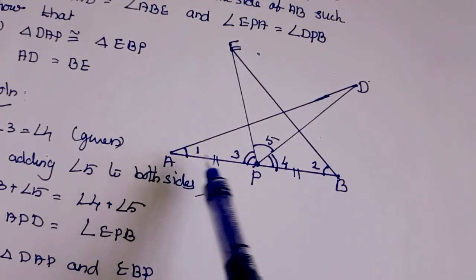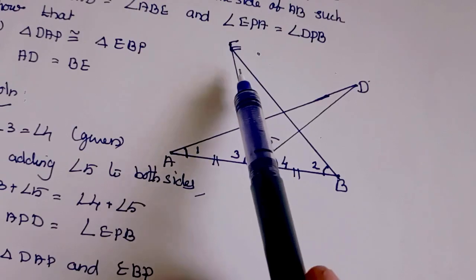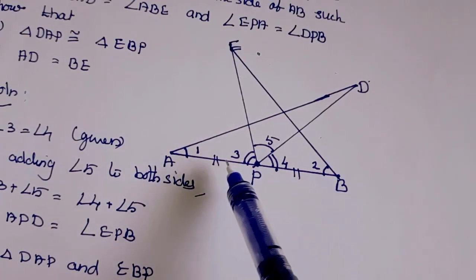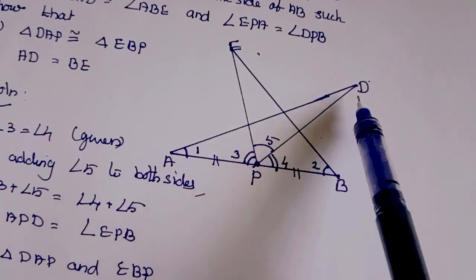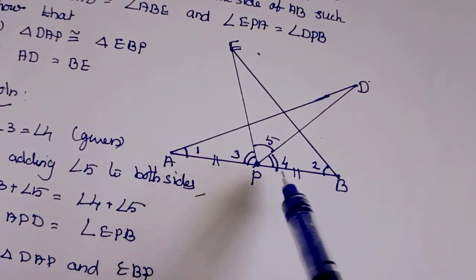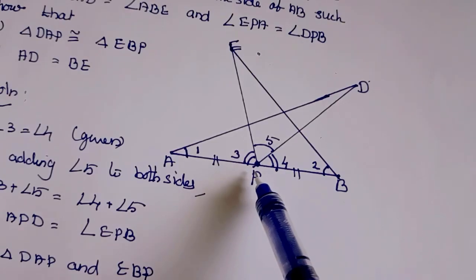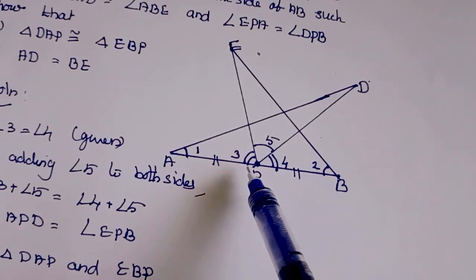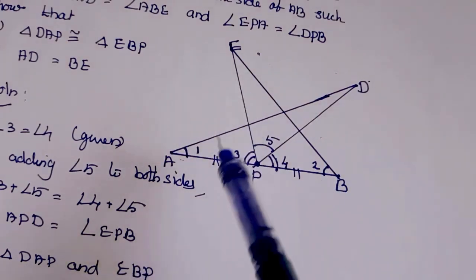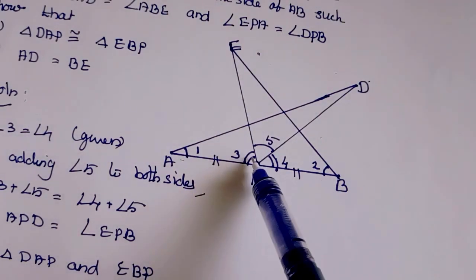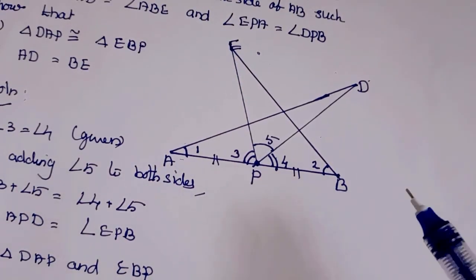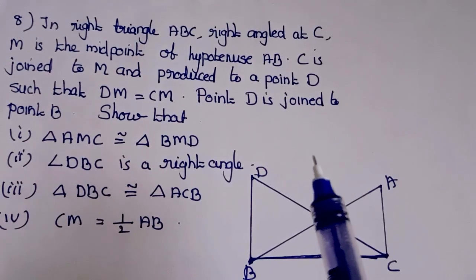Now in triangles APD and BPE, angle 1 equal to angle 2, reason given. Angle 3 plus 5, that is angle APD equal to angle EPB, reason proved. And AP equal to PB, since P is the midpoint of AB, it is given. Therefore, we get triangle APD congruent to triangle BPE by ASA congruence. Hence, we get AD equal to BE, reason CPCT.